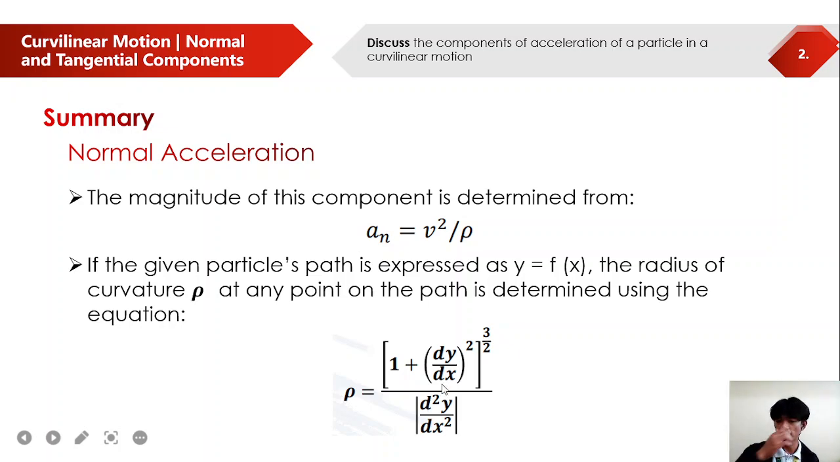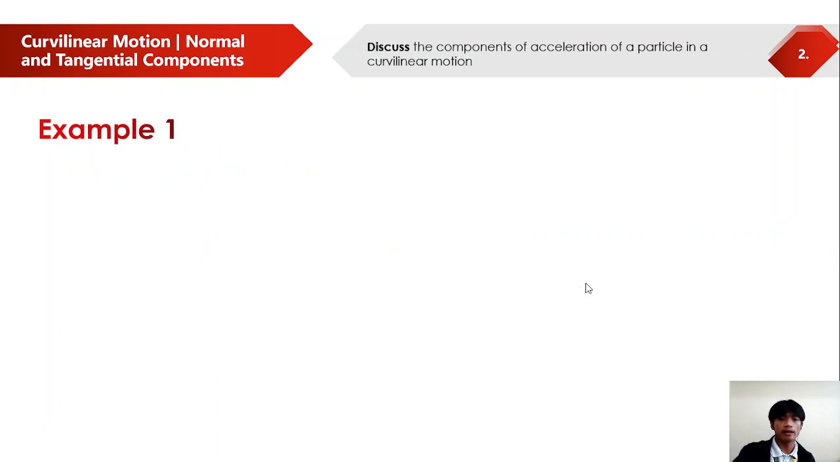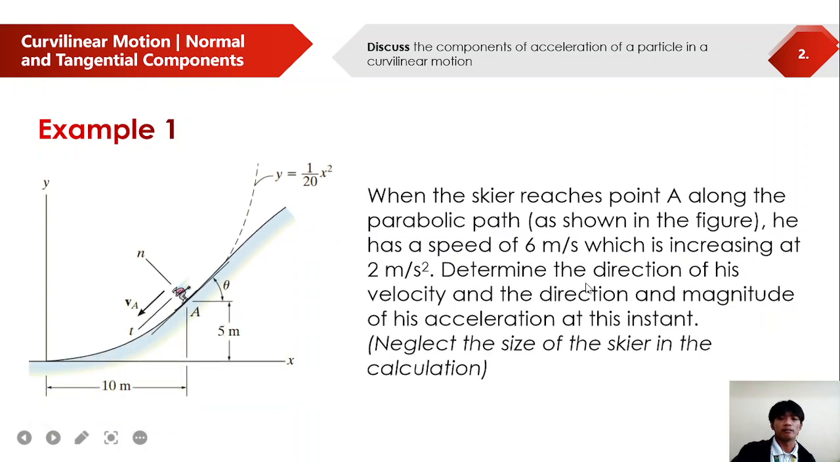Simple lang. Okay? Itong denominator mo is the positive value or the absolute value of the, what do you call this? Second time derivative. Okay? Take note, second time derivative of your y or your function x. Okay? Ano lang siya kasimple. So let's have an example para naman ma-apply natin yung mga learning kung meron man.